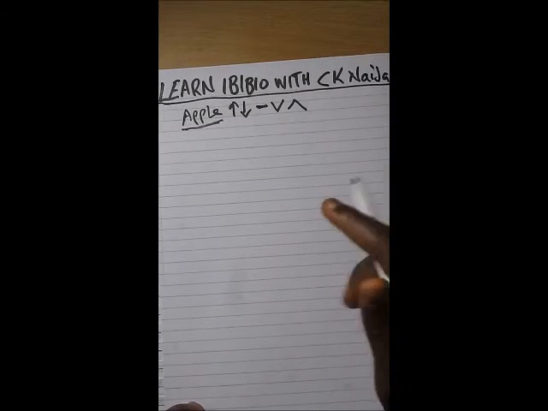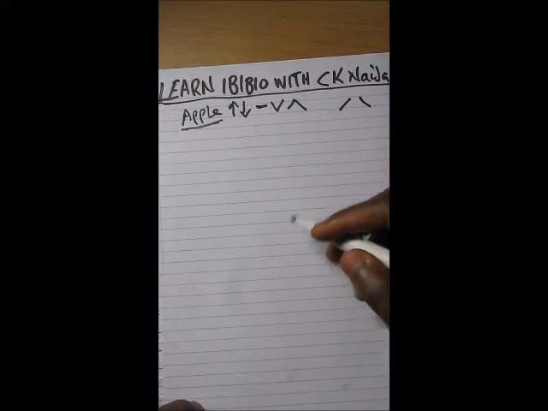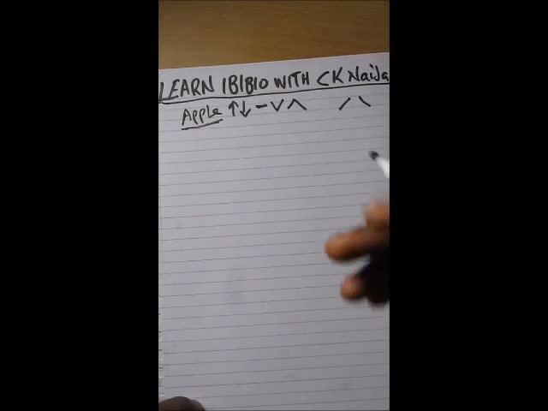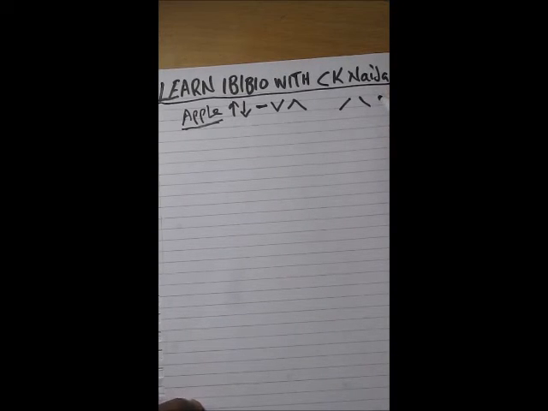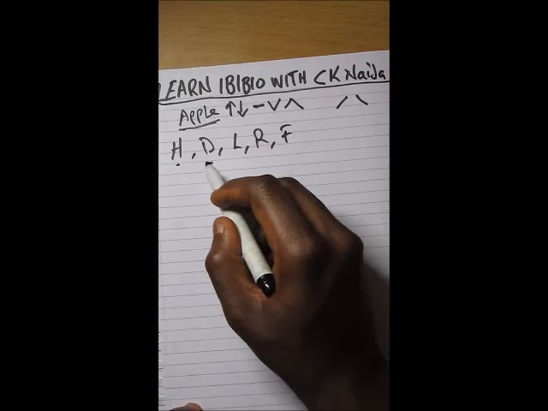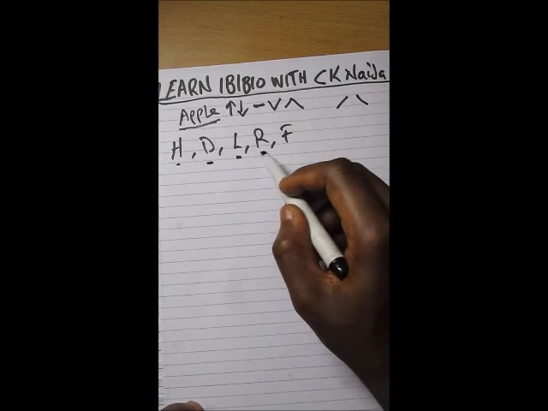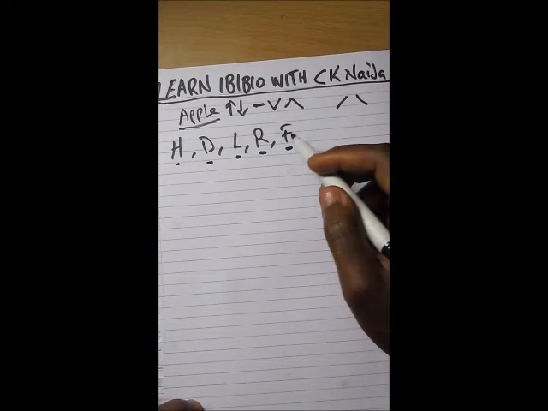But in languages like Ibibio and also Mandarin Chinese, there are certain things called tones, which you can have on top of words, and they tell you how to say the word properly. In Ibibio, there are 5 tones. H is the high tone. This is the downstep high. This is a low tone. This is a rising tone, and this is a falling tone.